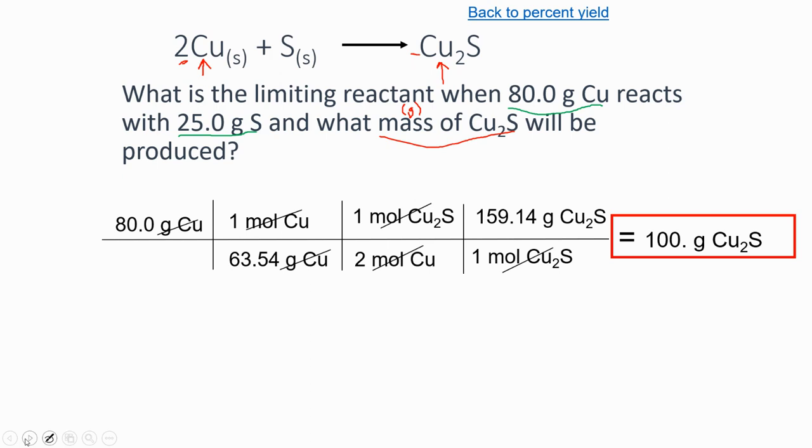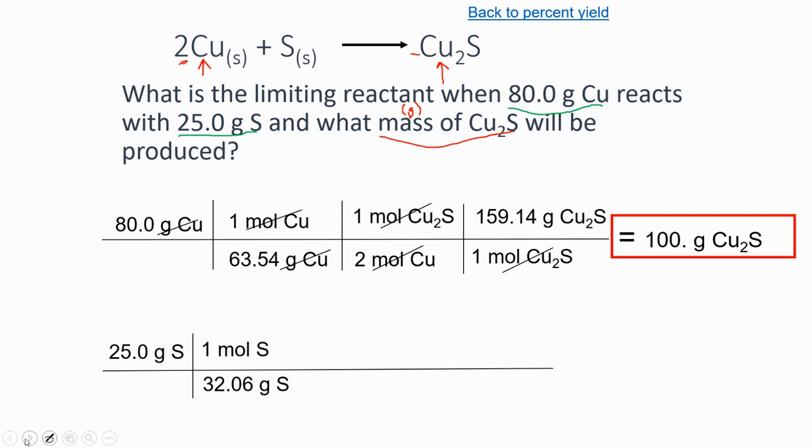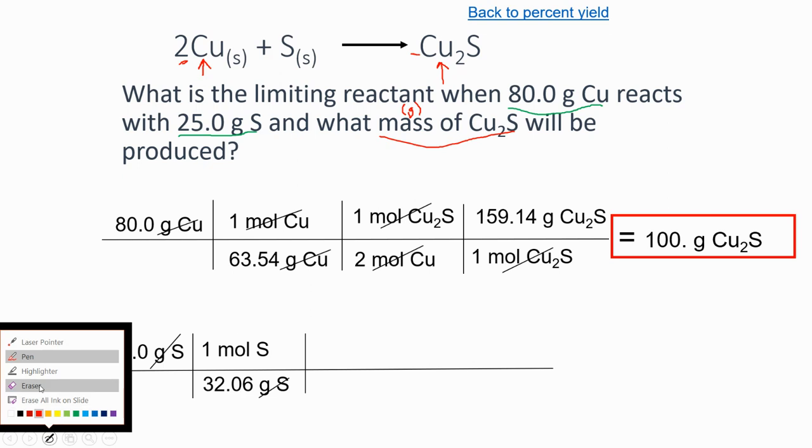Now we're going to do the same thing, except this time we're going to start with the 25 grams of sulfur as our given. So again, we need to convert the given to moles. We're going to use the 32.06 grams of sulfur, which is the molar mass of sulfur, to get 1 mole. Now we're going to use our mole ratio again.